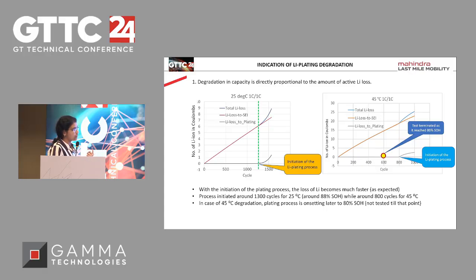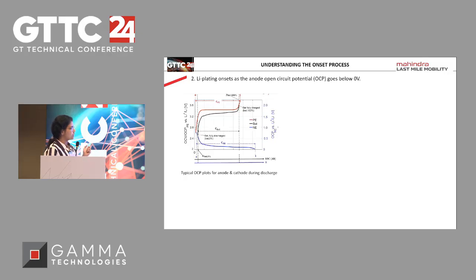Whereas in the 45 degree case, where we tested till 600 cycles, we couldn't see the lithium plating phenomenon start at that point, but it starts much beyond that, which we could not test because of some other issues. Now, plating sets in if the anode potential goes below zero. So from this model, we tried to see if that is really happening or not. This is what actually happens within a cell.